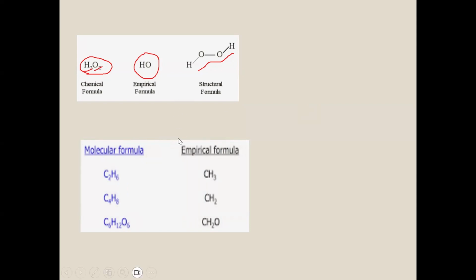So we have other examples. Molecular formula and its empirical formula. To get the empirical formula from the molecular formula, we can simply see whether there is a common factor or not. Here, C2H6, the common factor is 2. If we divide by 2, it will be C, and this will be 3, CH3.